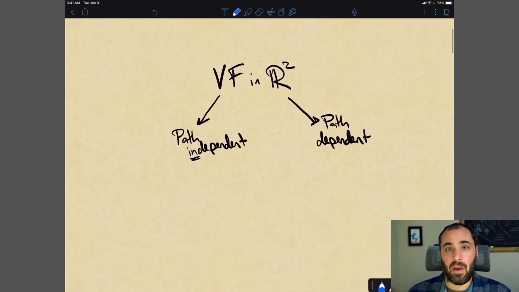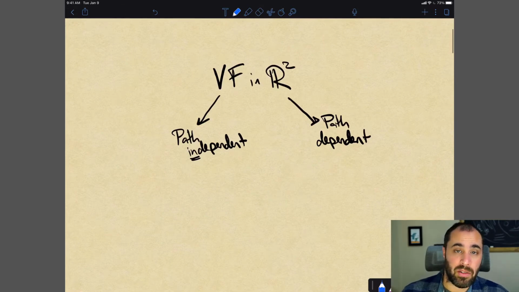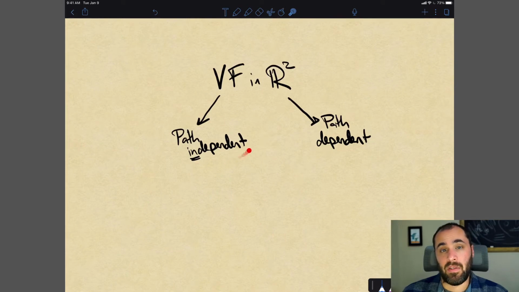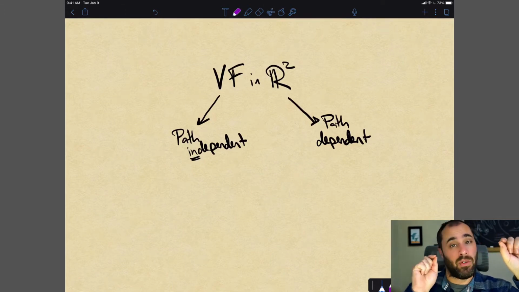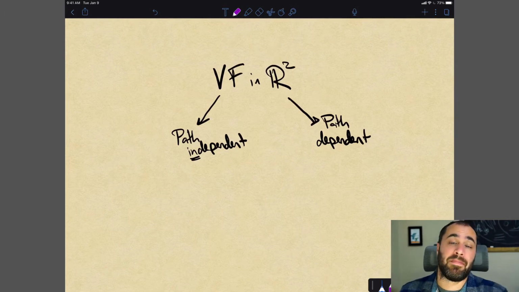So in particular, we've only really looked at vector fields over two-dimensional space, over R2. And at this point, we can put them into two boxes, two categories. We've got path-independent vector fields and path-dependent. Remember, path-independent means that if you take 2 points in the vector field, it doesn't matter how you get from the first to the second, the line integral of that vector field is going to be the same. So it's independent of the path you choose.